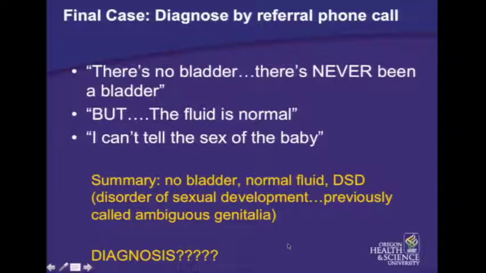Okay, the final case that I'm going to talk about is a situation that we can often make the diagnosis by referral, by the phone call referral alone. And usually the phone call goes something like this. I have a case, there's no bladder, there's never been a bladder, but the fluid is normal. And I can't tell the sex of the baby. So, no bladder, normal fluid, disorder of sexual development. What is the diagnosis?